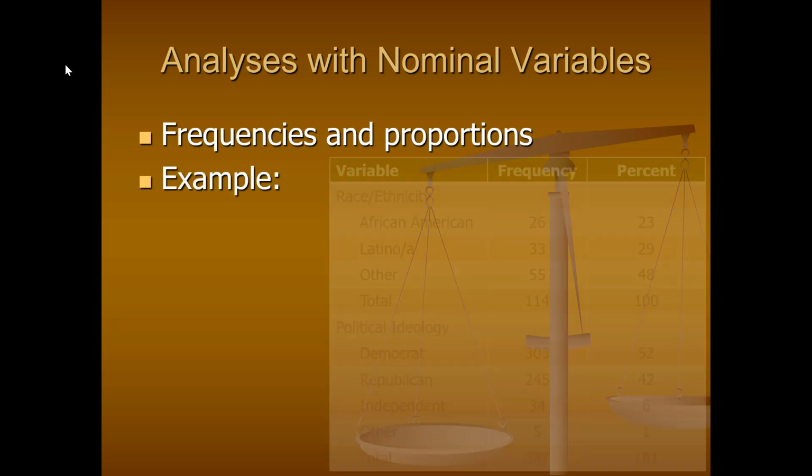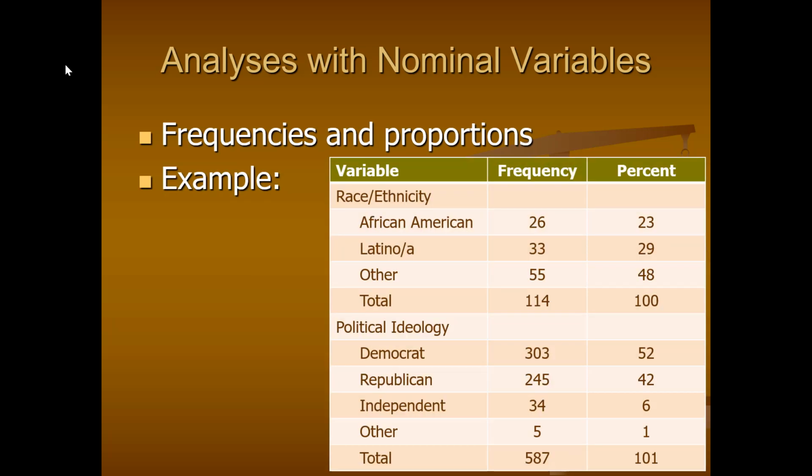So here's an example. Again, this is made up data. Let's say I have a sample of 114 people and I ask them their race and ethnicity based on those three categories I mentioned previously. So basically, I can just count up how many people out of the 114 responded per category. And then I can calculate the percents. Remember, proportion and percent mean the same thing.